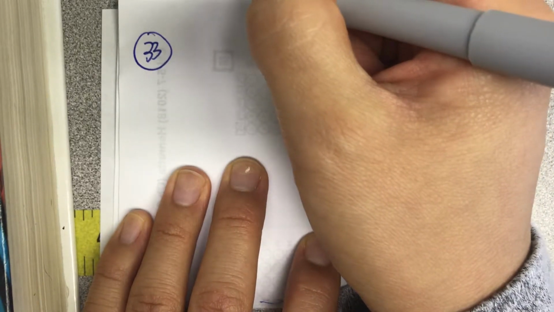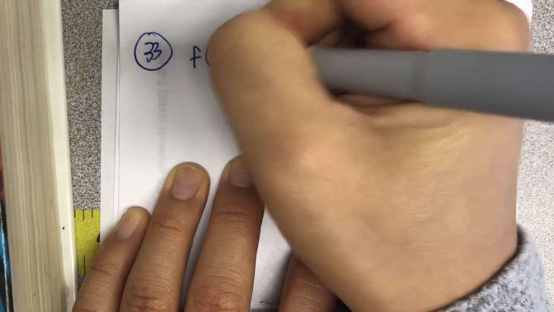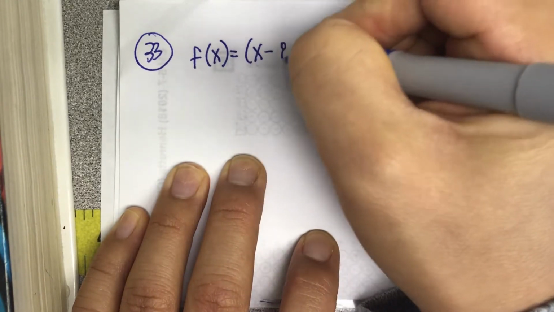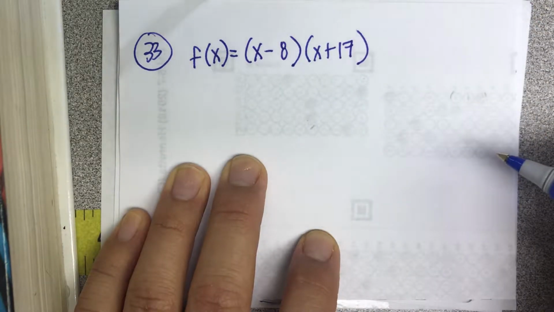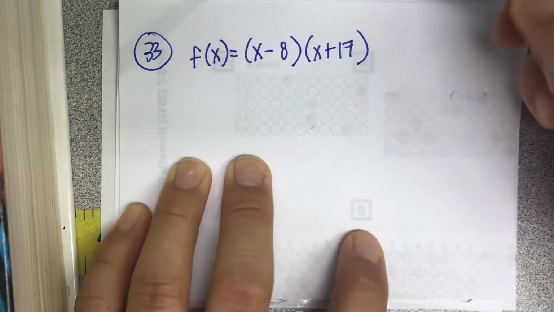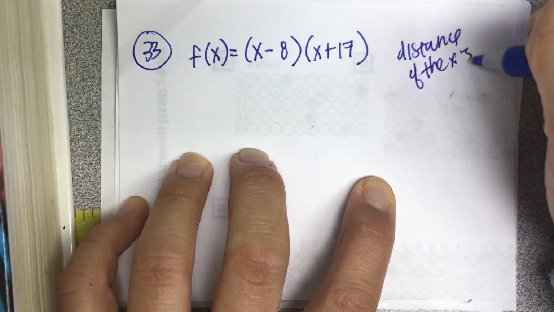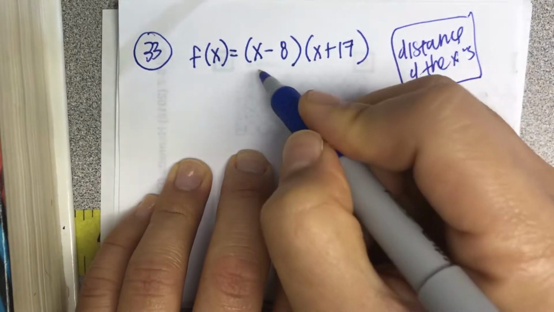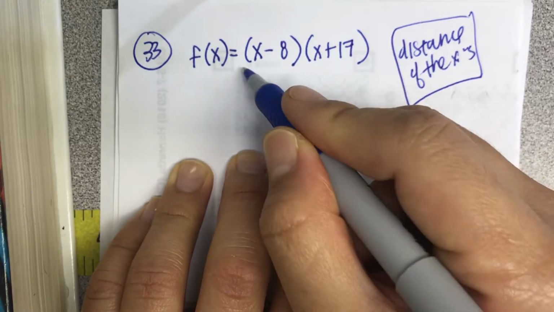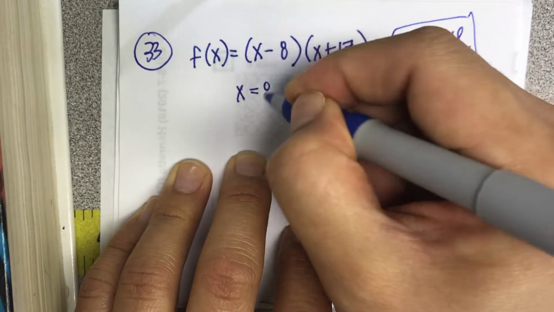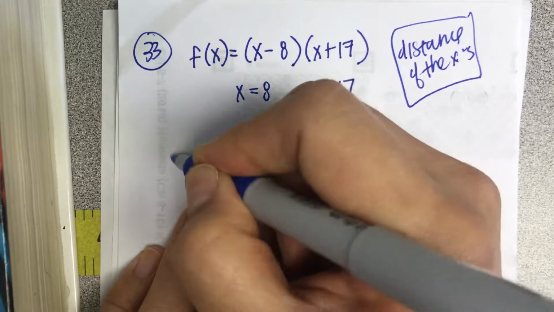The next one is going to be page 40, number 33. This one says the function f in the xy plane is defined by f of x equals x minus 8, x plus 17. What is the straight line distance between the x-intercepts? So we need to find the distance of the x's. Okay? So anyway, this one is already easy because it's been factored for us. So x is going to be positive 8, and x is going to be equal to negative 17.